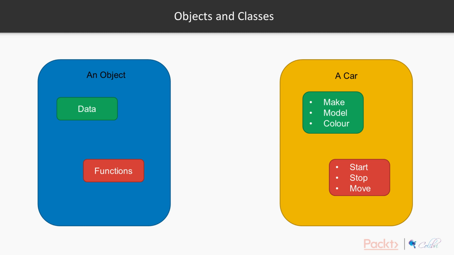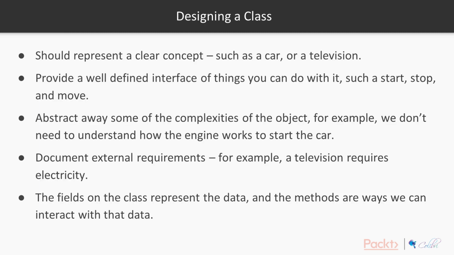An object typically will contain all of the data associated with itself, as well as functions that operate on that data. If we take a car as an example, and we're going to run with car as an example for a few more concepts, the data of a car would be its make, its model, and its color, and the functions or operations that you can perform on that car may be start, stop, and move.